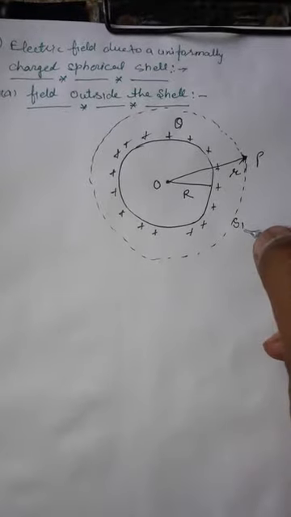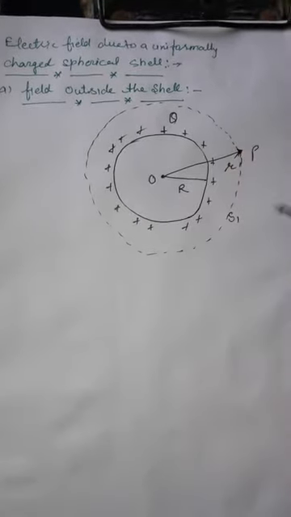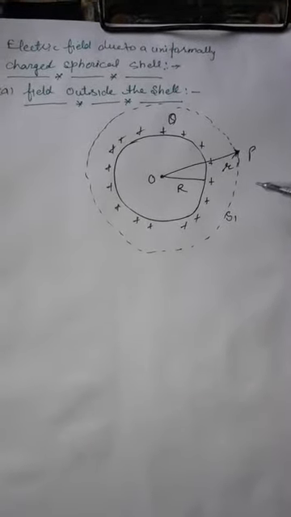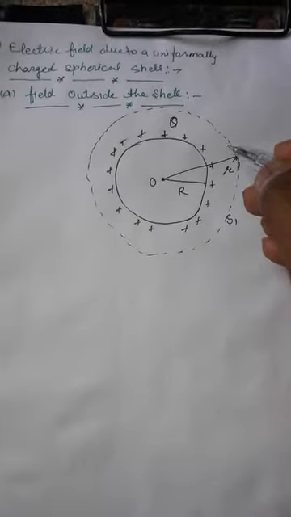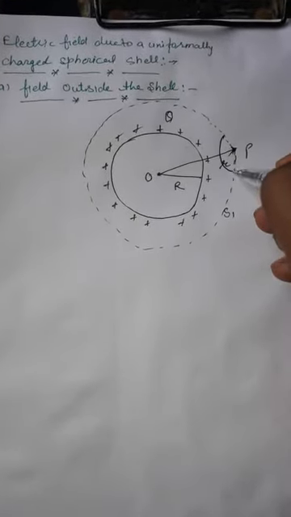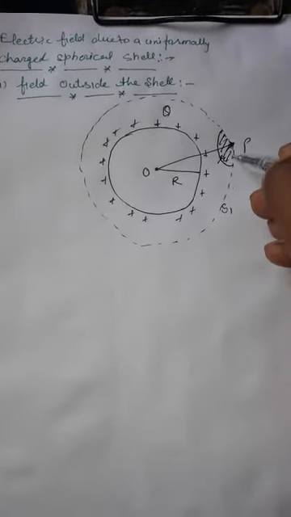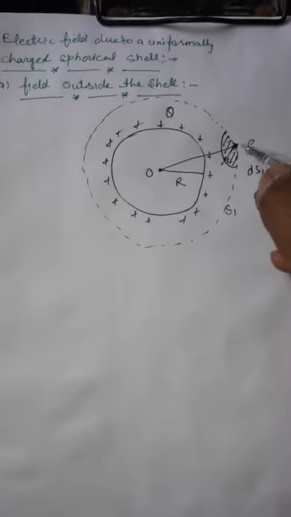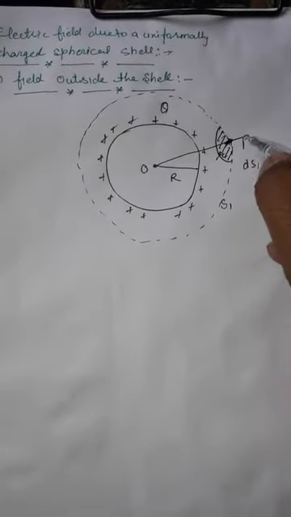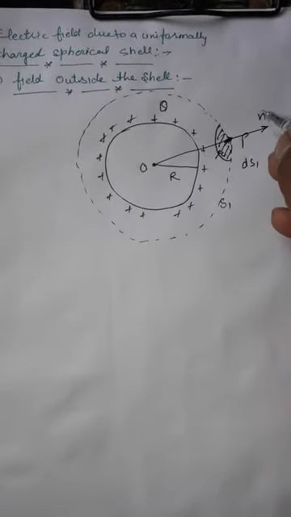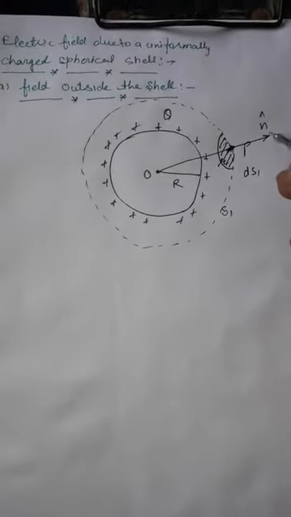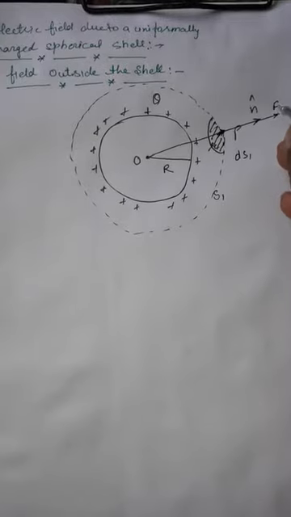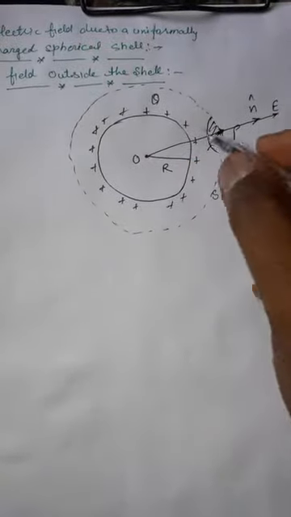So S1 sphere is a Gaussian surface in the electric field. Now consider a small surface element around this point P on the Gaussian surface. Let this surface element be dS1. Then the direction of this surface element is perpendicularly outward, represented by n cap, which is also the direction of electric field due to this charge distribution.